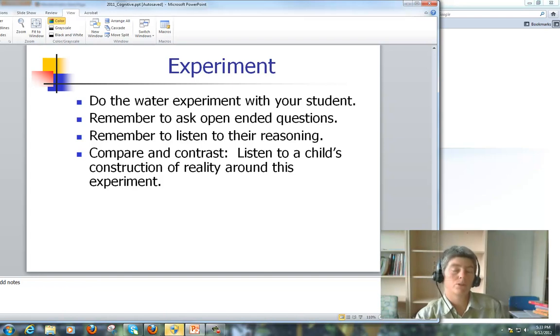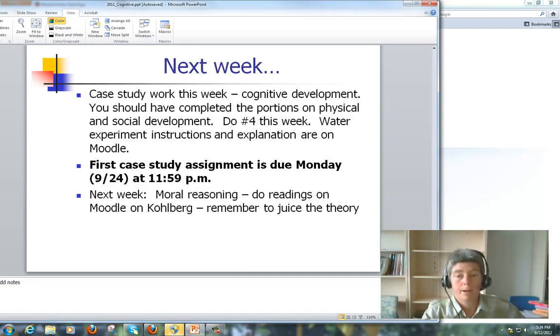Okay. You're going to do the water experiment, which is the 4th question on your case study assignment. So if you haven't done 1, 2, and 3, get going. And this will be your 4th one. So anything that relates to the water experiment should be the final of case study number 1. There's only 4 questions on case study number 1. And remember, I want you to listen to the students, ask open-ended questions, and try to encourage them to think out loud so that you can follow their reasoning. Okay?